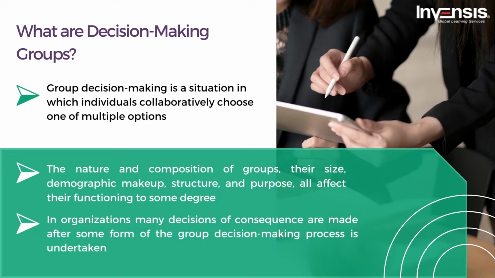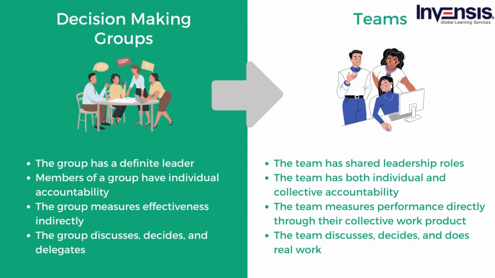Group decision-making should be distinguished from the concepts of teams, teamwork, and self-managed teams. Although the words teams and groups are often used interchangeably, scholars increasingly differentiate between the two. The basis for the distinction seems to be that teams act more collectively and achieve greater synergy of effort. Now, some of the specific differences between decision-making groups and teams are: the group has a definite leader, but the team has shared leadership roles.